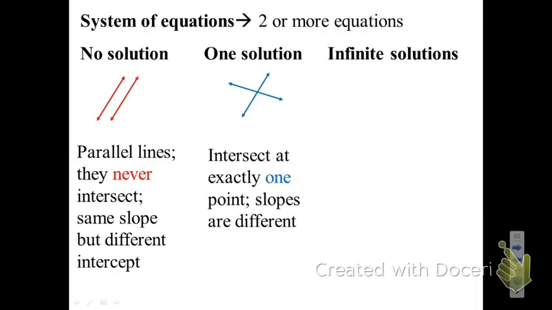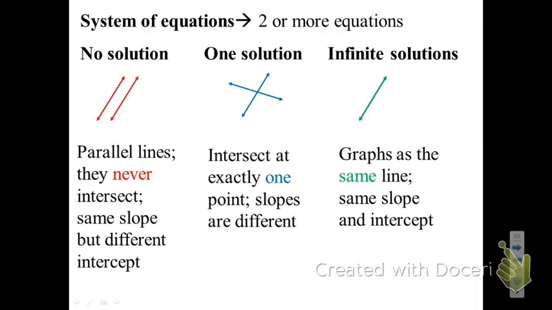Infinite solutions occur when you have a line and the second line, when it is graphed, is on top of it. So they graph as the same line. If you look at the equations, they'll have the same slope and the same intercept.